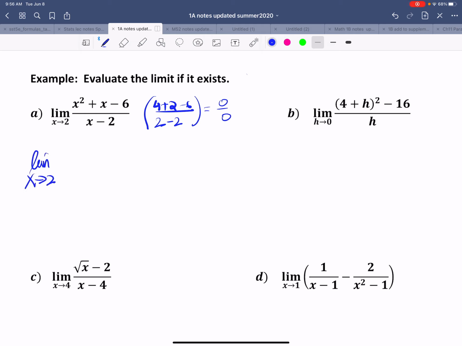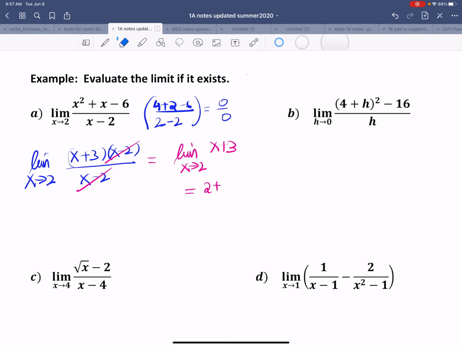Limit as x approaches 2. Let's go ahead and factor x squared plus x minus 6. The factors would be two numbers that multiply to give you negative 6 and add up to give you positive 1, which are x plus 3, x minus 2, divided by x minus 2. We do have a common factor that we can cancel. Limit as x approaches 2 of x plus 3, we can just go ahead and plug the 2 in there because this function is continuous at 2 and this limit exists. So, 2 plus 3, and that is equal to 5.